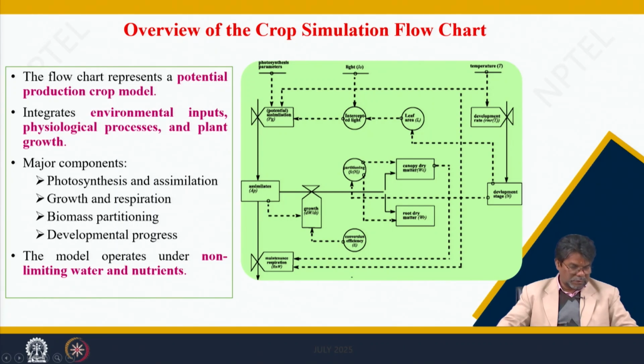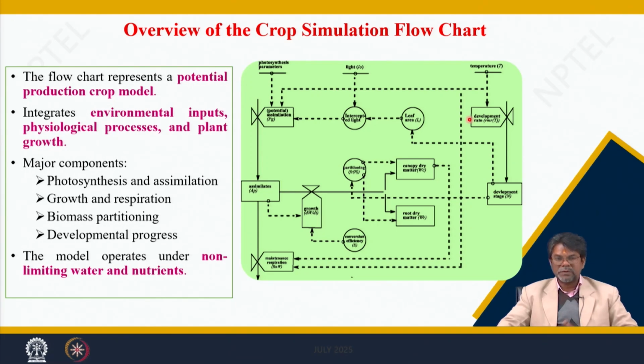Just 1 minute please, I will get the pointer. So, this is a rate variable, the potential assimilation rate, and this is the maintenance respiration rate, a rate variable. This is the growth rate, a rate variable, and this is the development rate, a rate variable in this model. So, these are the 1, 2, 3, 4 rate variables in this model.